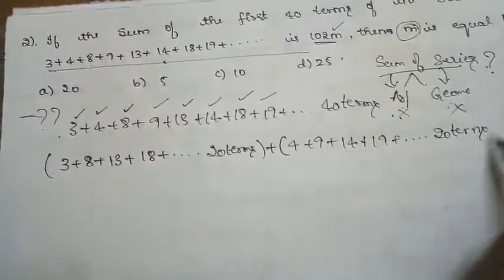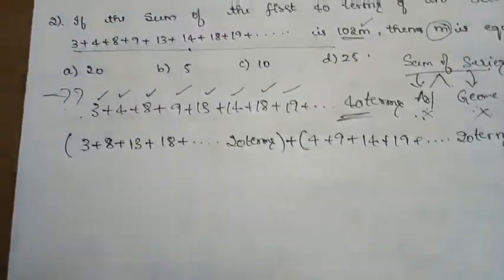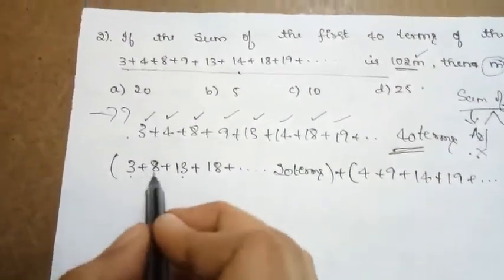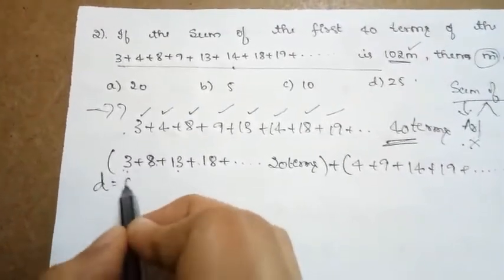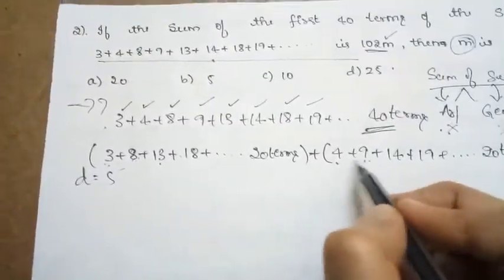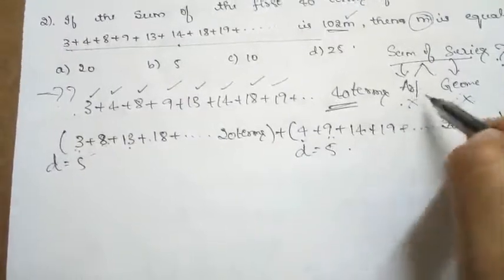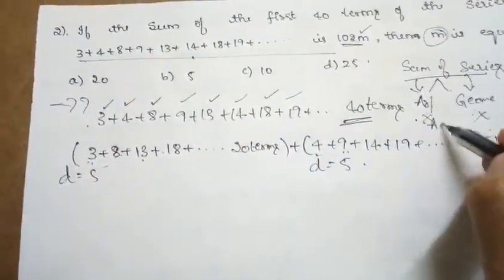So clearly now, these 20 terms give us 40 terms. Now you can observe here clearly 3, 8, 13. What is the difference here? Our common difference is 5. Again, what is the difference here? Here also our common difference is 5. So we have a common difference, so the sequence is an arithmetic progression.